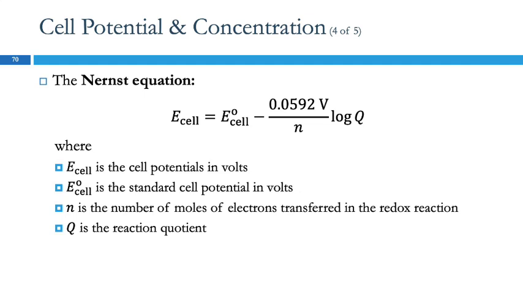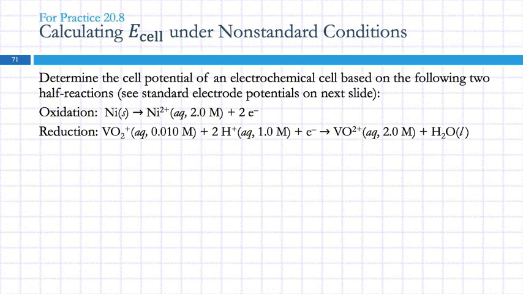Remember, the reaction quotient is calculated in the same way as the equilibrium constant, but it just uses whatever concentrations you have. So, determine the cell potential of an electrochemical cell based on the following two half reactions. And here's a note I gave myself: see standard electrode potentials on the next slide, so I don't go way back.